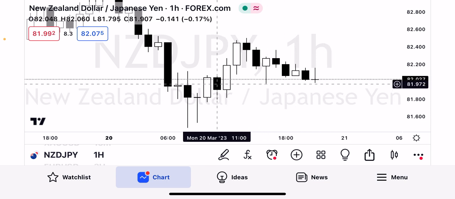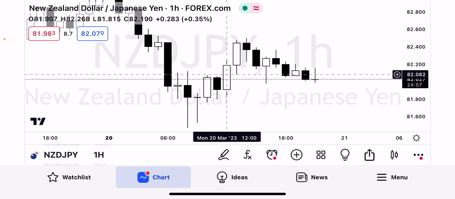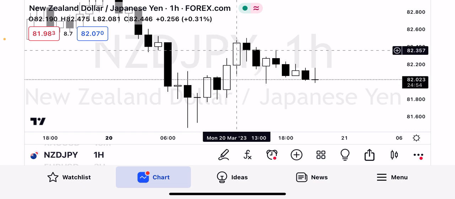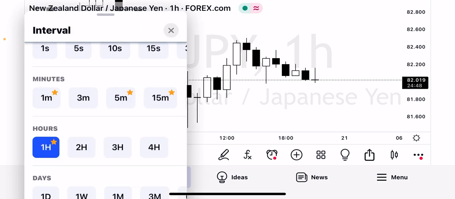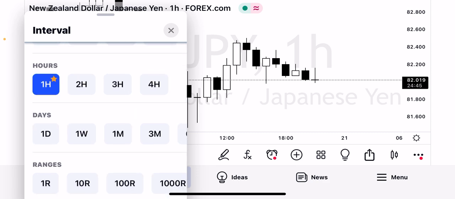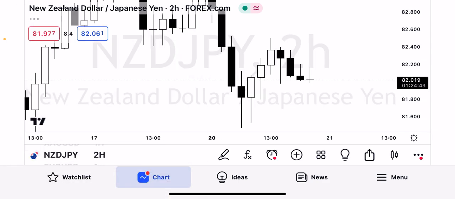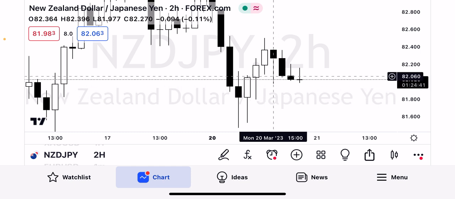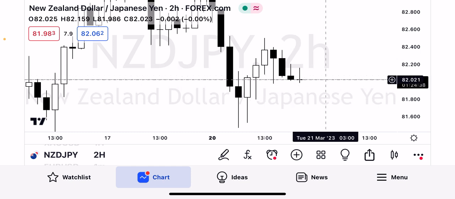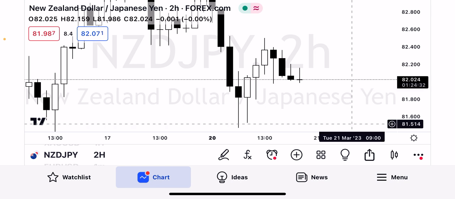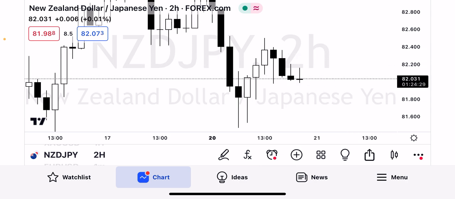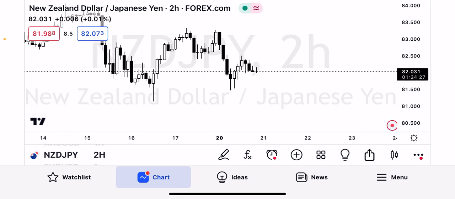This candle took 1 hour to form. This candle, this one, it took 1 hour to form. This one, it took 1 hour to form. As simple as that. How I brought out the time frames was I touched 1 hour and then I could see the different time frames. You click on the 2 hour. Each candle here took 2 hours to form. As you can see, this one is already forming. You can see the timing by the side. By the end of 2 hours, it's going to fully form another candle. That's it for different time frames.